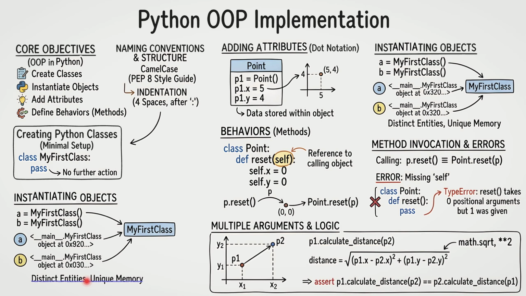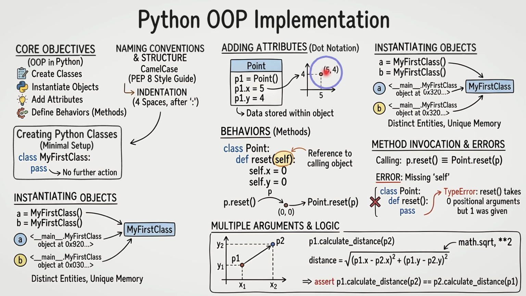Now, an empty object isn't very useful. We need to store data, and we do this by adding attributes using dot notation. Look at this point example. We can assign values directly by saying p1.x equals 5 and p1.y equals 4. These coordinates are now stored safely within that specific object.